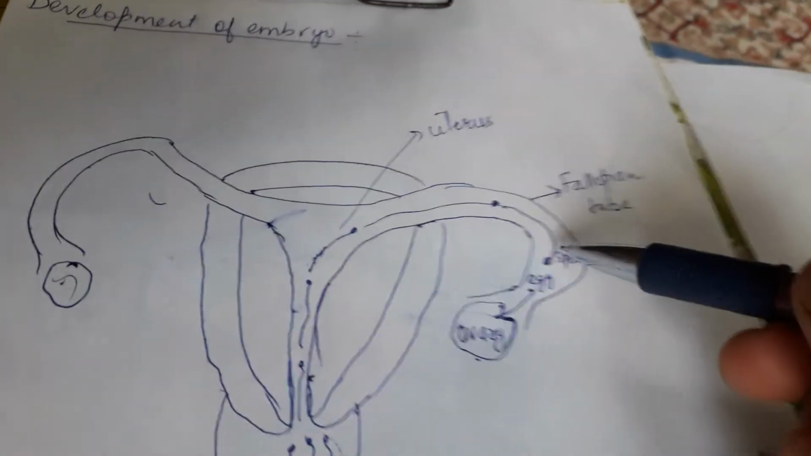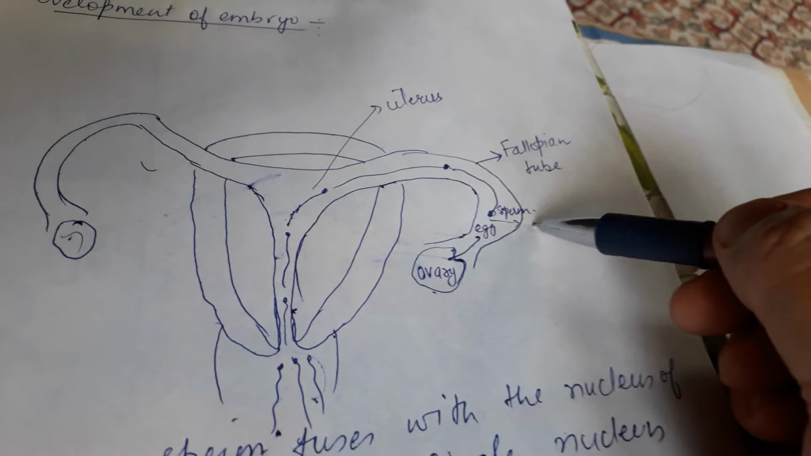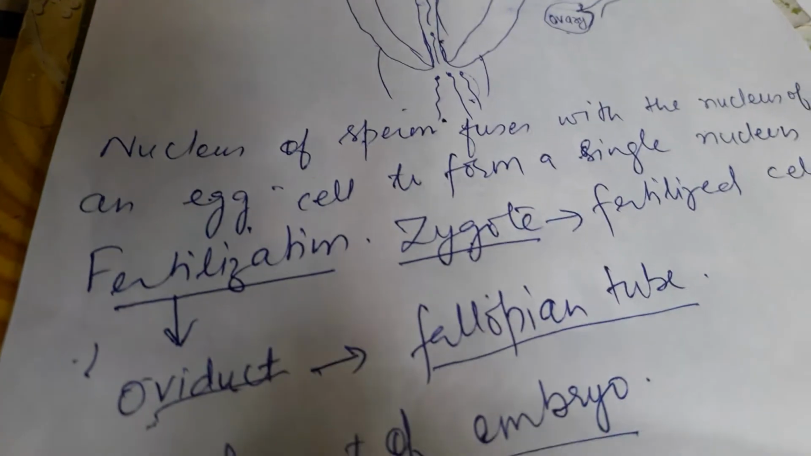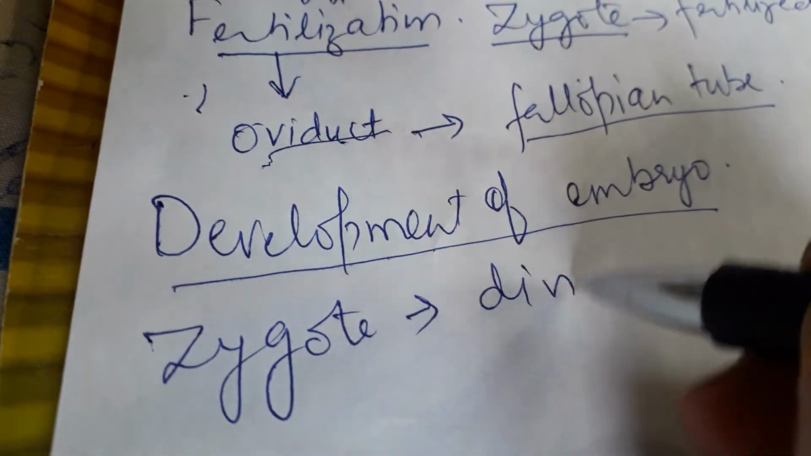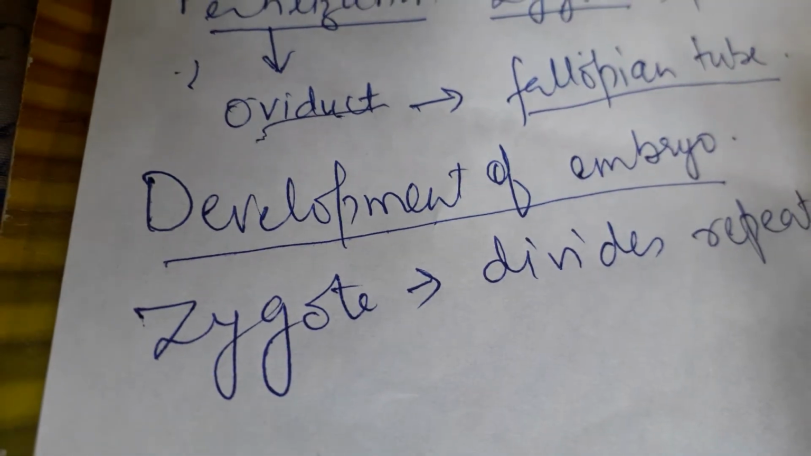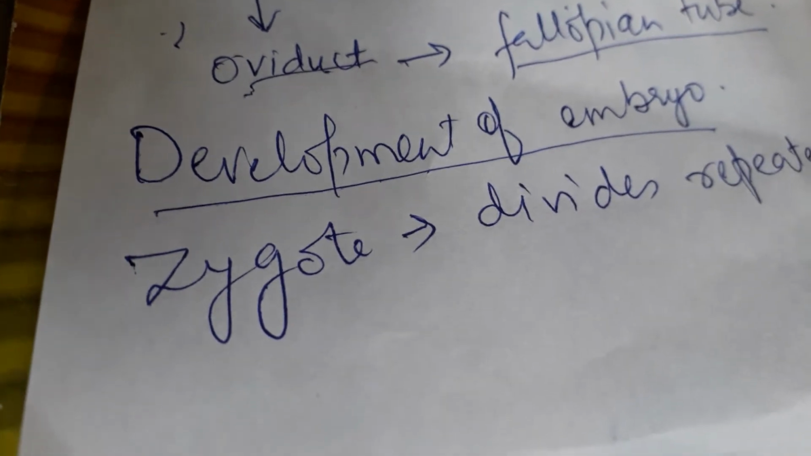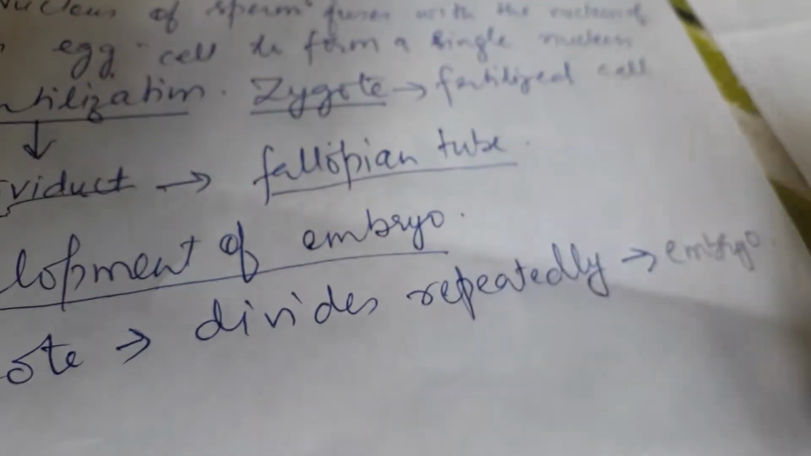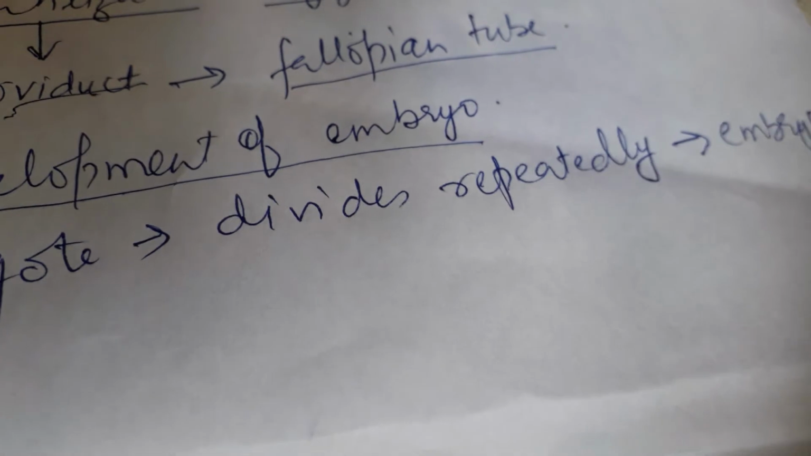देखो, फर्टिलाइजेशन के बाद यहाँ पर जो रिजल्टेंट सेल है that we call as zygote. ये zygote जो है it divides repeatedly to make a ball of hundreds of cells that we call as embryo. उसको हम एम्ब्रियो कहते हैं. ये जो एम्ब्रियो है it moves down the oviduct.